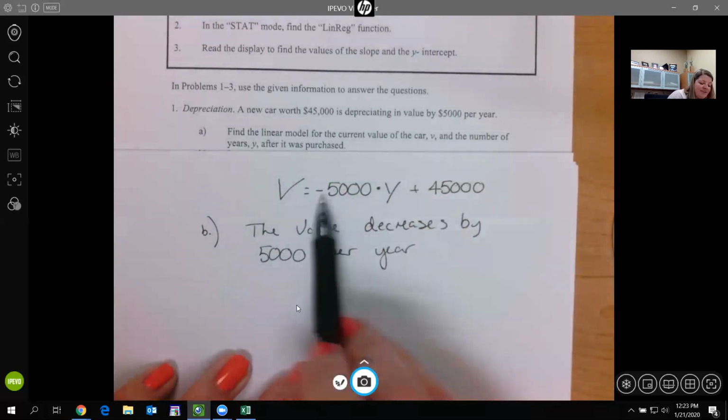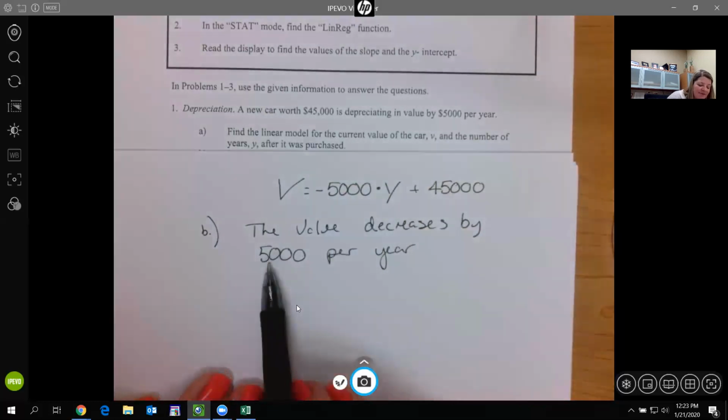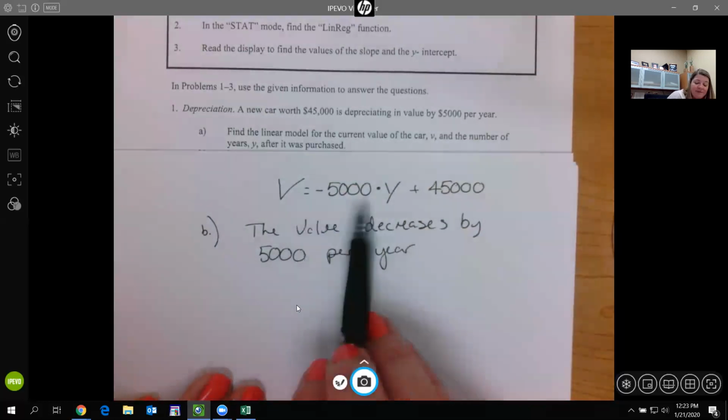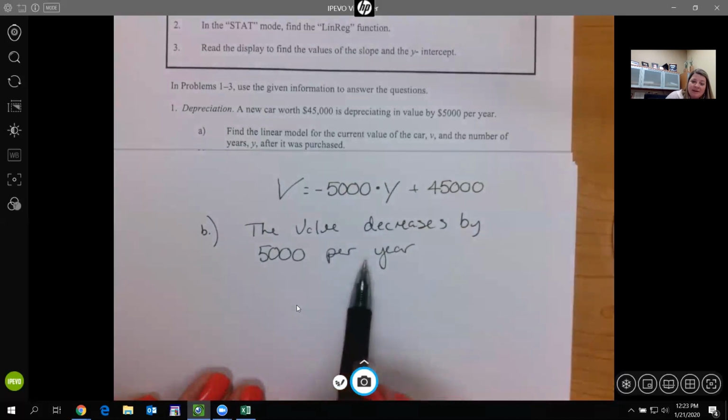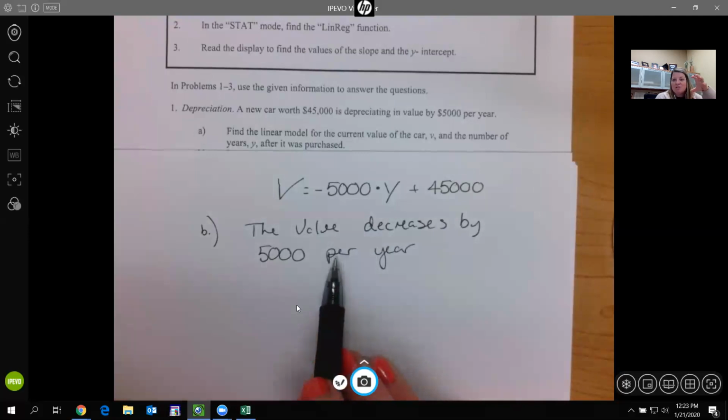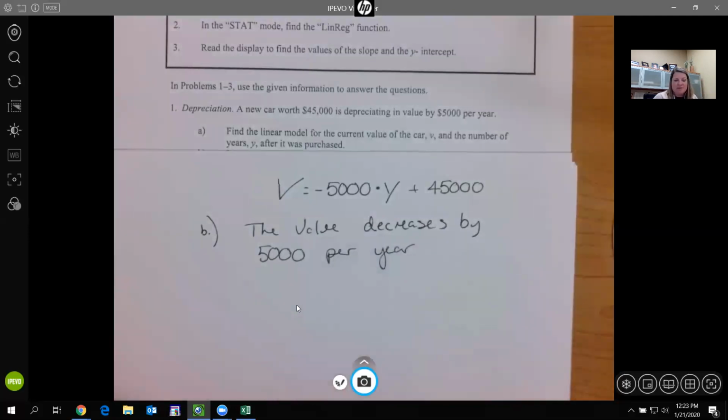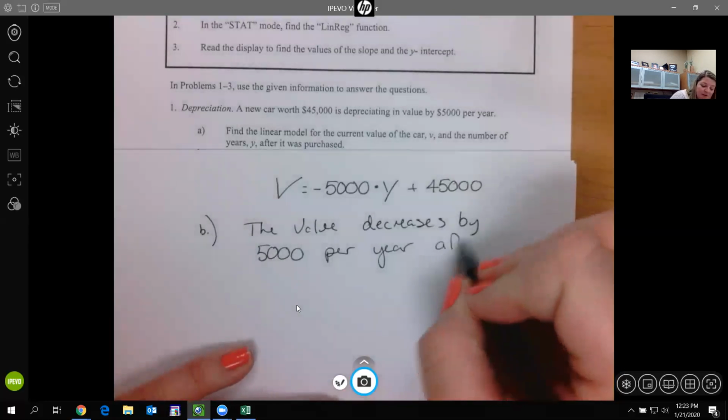And if this would have been like 5,000 over 3, it would have been 5,000 per 3 years. So if we would have had a fraction, the second number would be in front of here. So after the word per is always your denominator, and ours is a 1, so it's per year. So we're decreasing 5,000 per year after it was purchased.